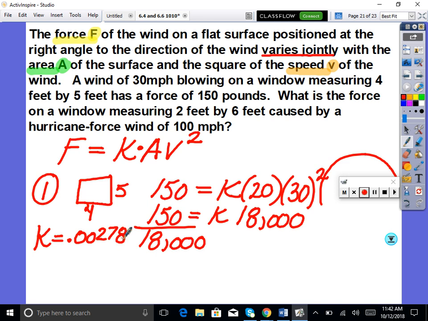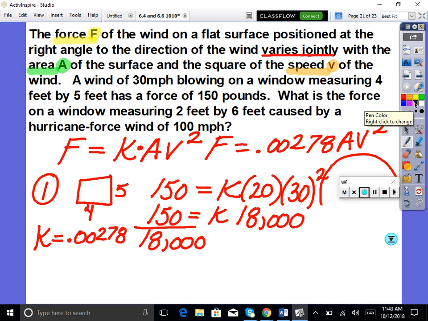0.00278-ish. Does it go on past that, or is that it? It's 27777. Okay, cool, so we'll just go there. So you'd say, okay, our formula is this: F is equal to 0.00278 times area and then velocity squared. So now your next sentence will literally just give you, it's just a plug and chug problem.